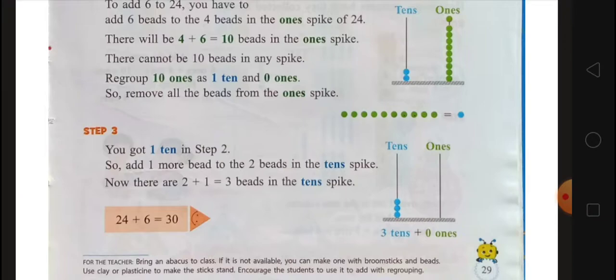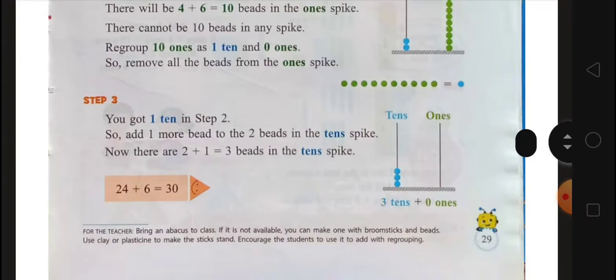Listen carefully again. Firstly, we want to add 24 and 6 on the abacus. In step first we have to write it. In 24 there are 2 tens and 4 ones, and in 6 there are no tens and 6 ones. Step 2, to add 6 to 24, you have to add 6 beads to the 4 beads in the ones spike of 24. There will be 4 plus 6 equal 10 beads in the ones spike. There cannot be 10 beads in the ones spike.